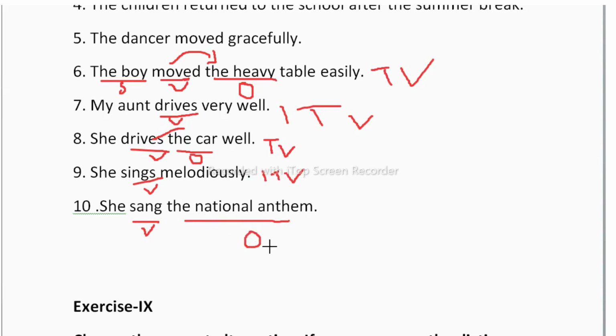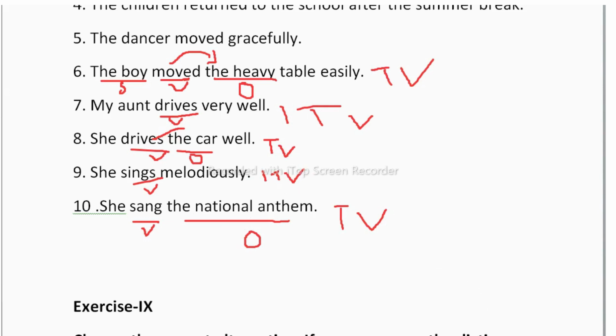So if we have an object here, that must be a transitive verb, and we can change this active sentence to a passive sentence also: the national anthem was sung by her. So if an object is there, that must be a transitive verb. If the object is missing, that must be an intransitive verb.